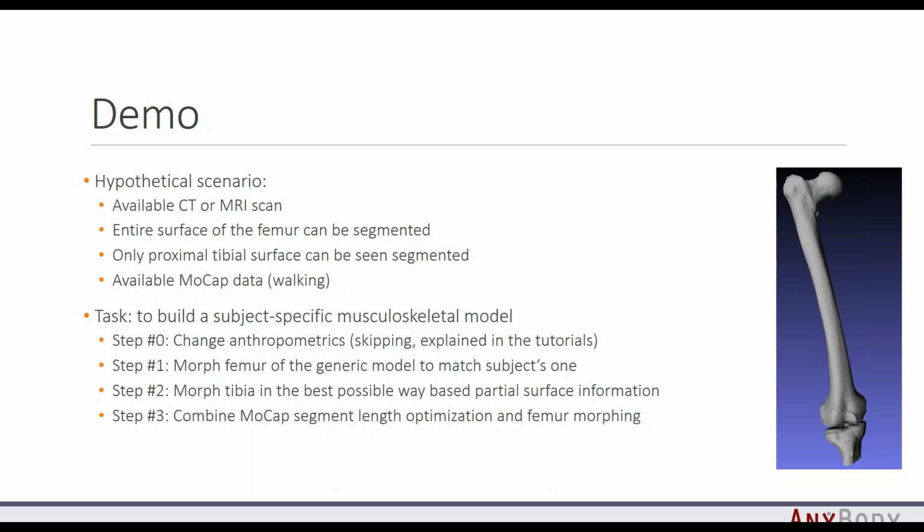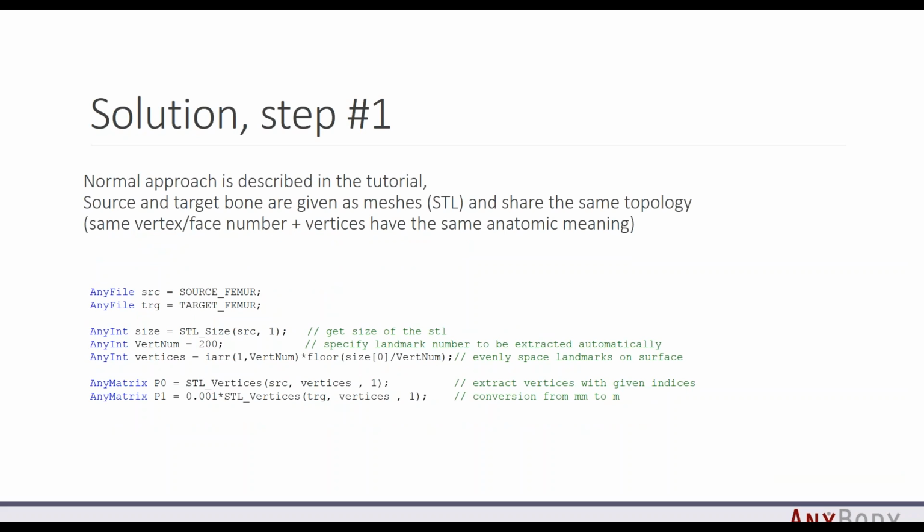And as the last step, we will combine the optimization of the segment length from the motion capture data with the femur morphing. And I will show it in a second. So let me switch to the AnyBody modeling system.